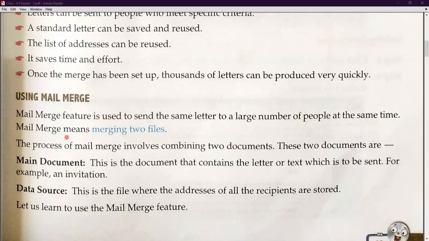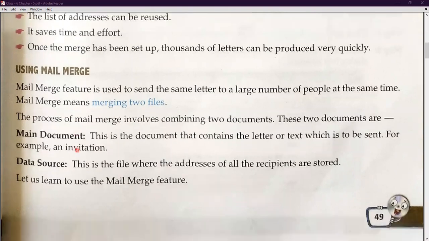The mail merge feature is used to send the same letter to a large number of people at the same time. Mail merge means merging two files, that means we are going to work on two files. The first file will contain the main document. The main document means the body, the content, the message of our letter. The second is the data source. Data source means the addresses of all recipients that will be stored in our database.